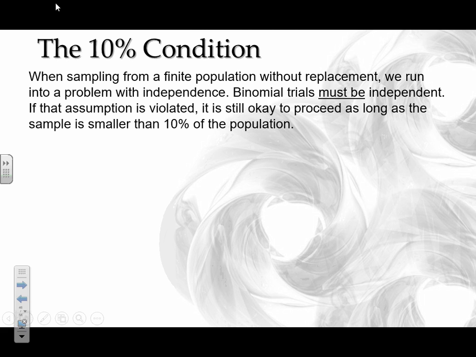Does everyone get that? Okay, so I wanted to make sure we got back through this because this is a very important idea, because there are lots of times where we try to run these binomial experiments and we're sampling without replacement. And there's no way around that, so this 10% condition allows us to continue as long as we're not sampling a large percentage of our population.